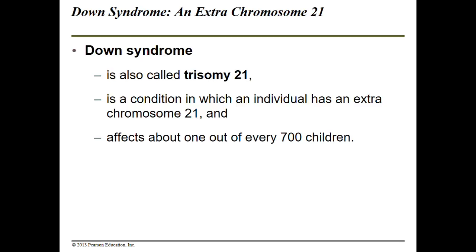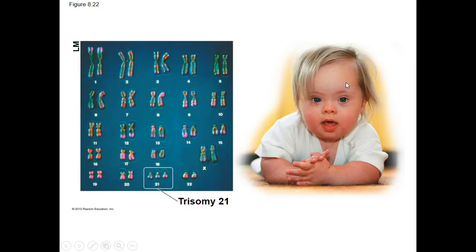Down syndrome is the only non-disjunction that is not lethal, other than with our sex chromosomes. So here we have an extra copy of chromosome 21. So we have trisomy, chromosome 21. Right there, 1, 2, 3, 3 copies.